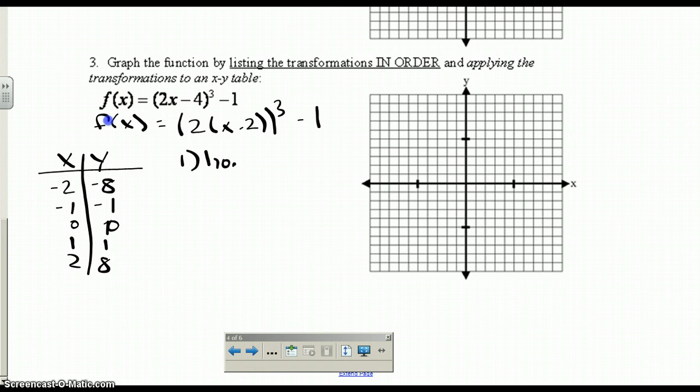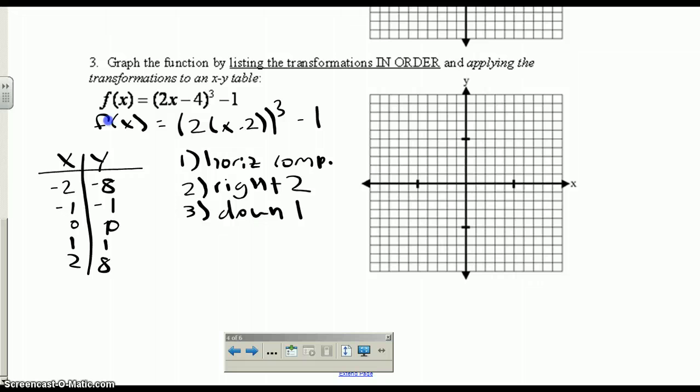We start with a horizontal compression. We're going to move to the right 2. And last but not least, we're going to go down 1. So horizontal compression is kind of confusing. Since that C value is greater than 1, it is a 2, we're going to be compressing our x values. We need to divide all the x values by 2.